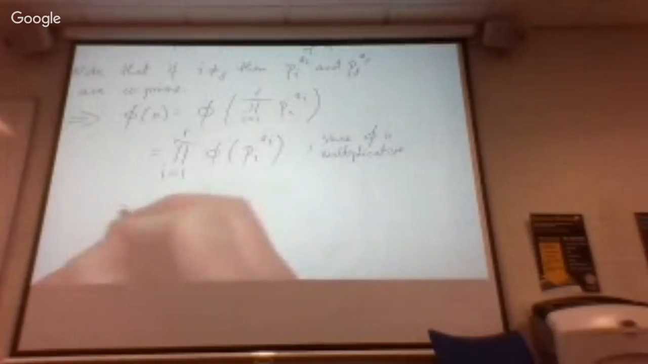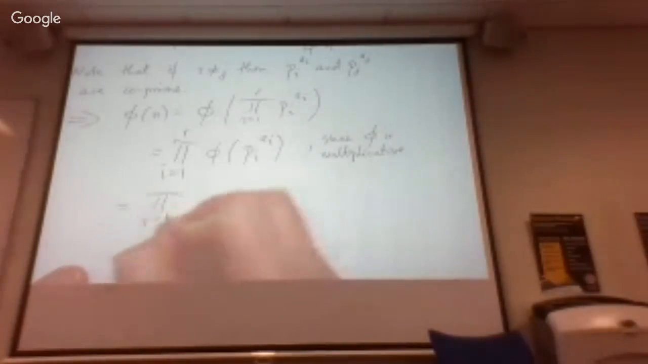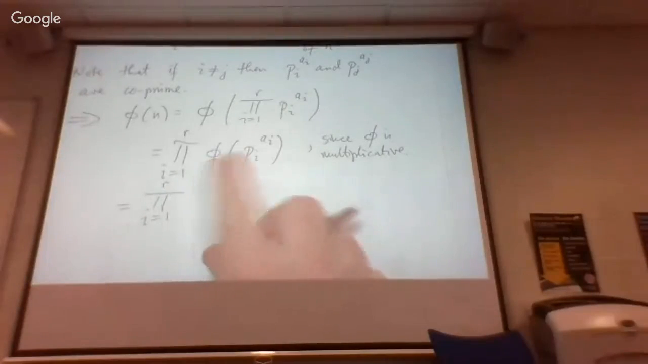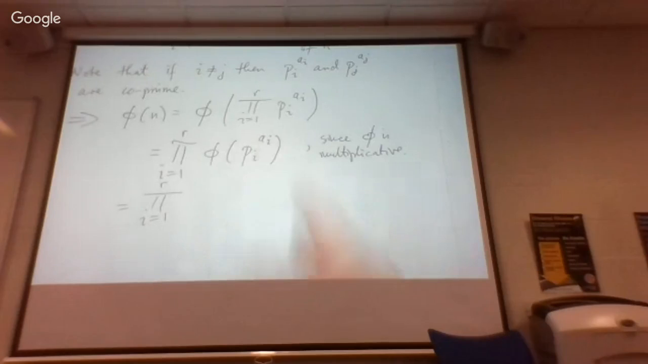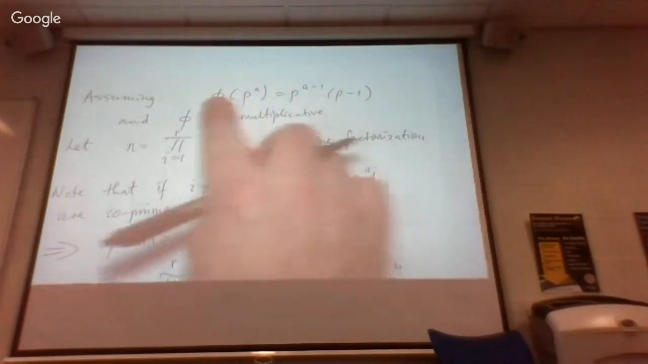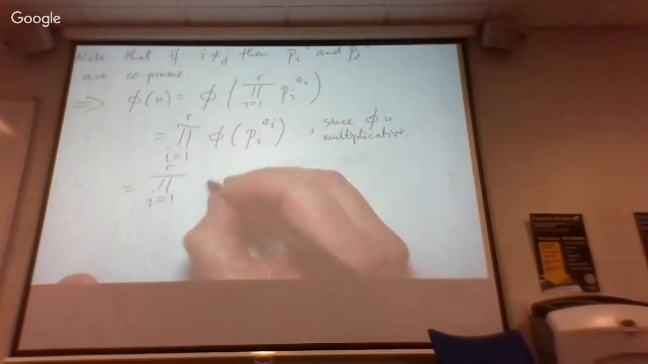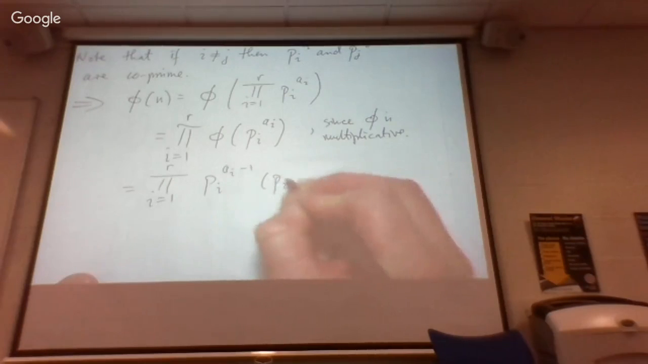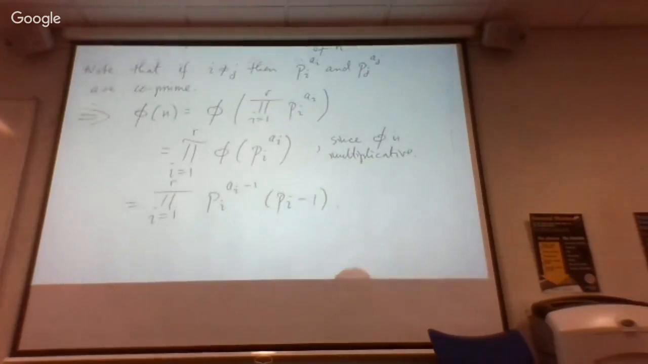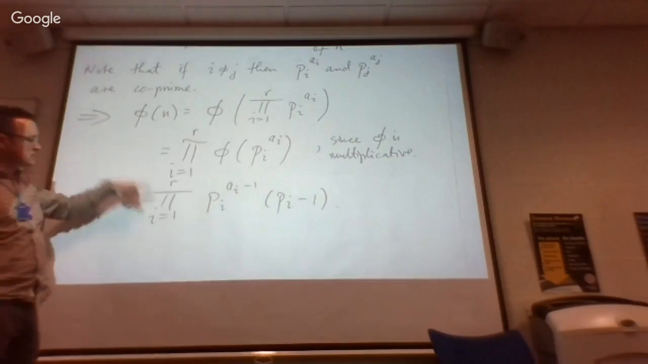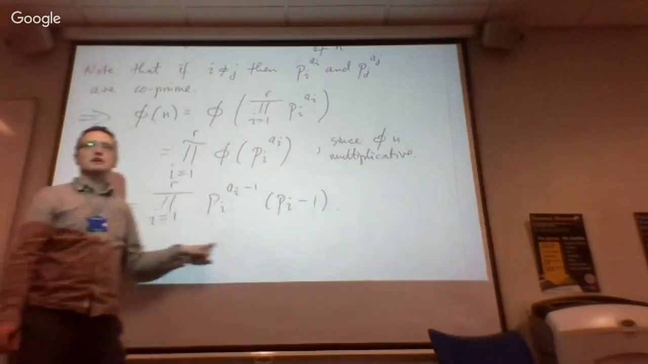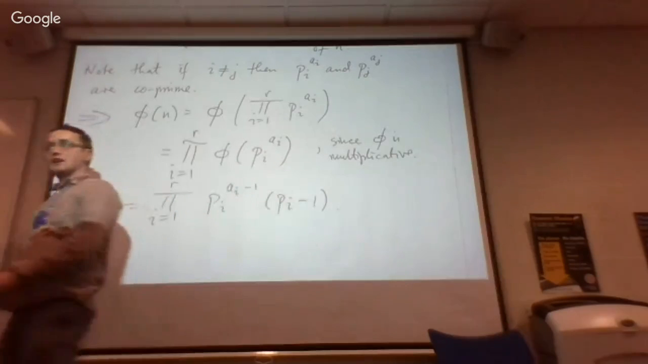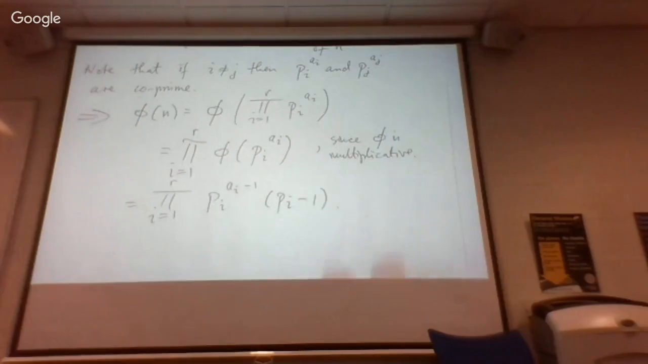But then what you're looking at is this product from i equals 1 up to r of phi of a power of a prime. And so if we've also got that result, then we can write this as pi to the ai minus 1 times pi minus 1. Okay, so this here is the formula that we want to arrive at, that we want to prove.